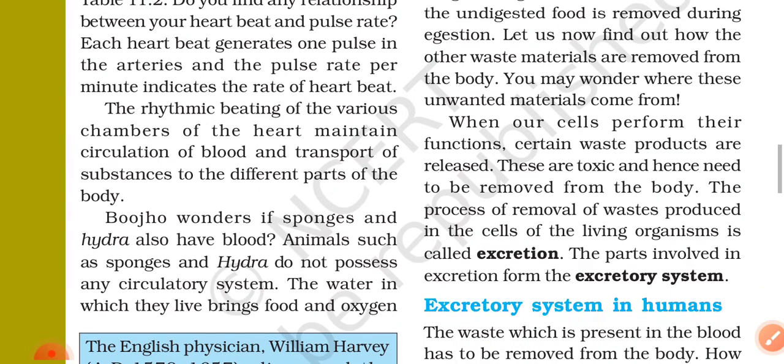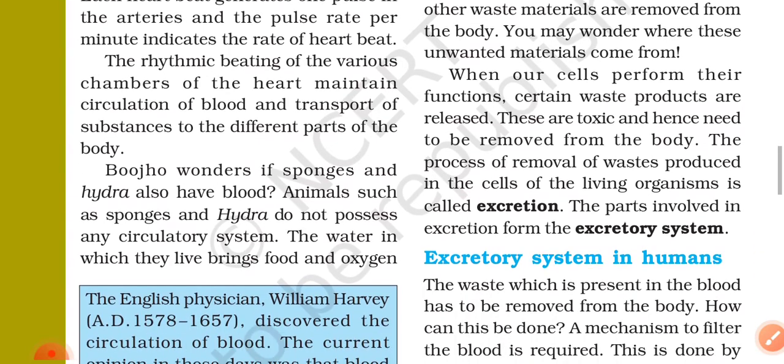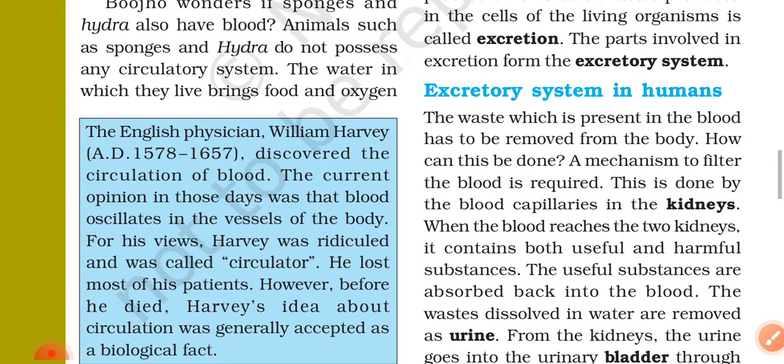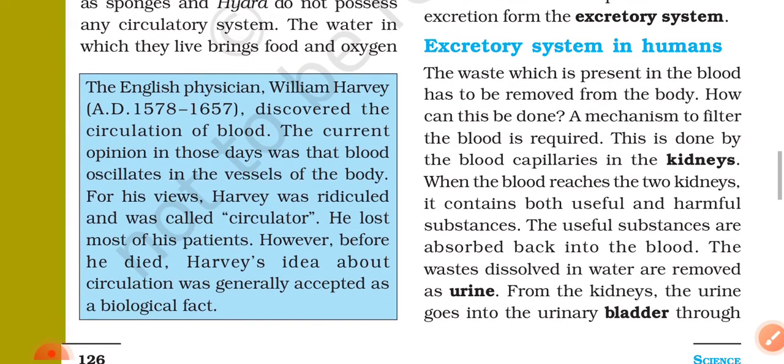You may wonder where these unwanted materials come from. When our cells perform their functions, certain waste products are released. These are toxic and hence need to be removed from the body. The process of removal of waste produced in the cells of the living organism is called excretion. The parts involved in excretion form the excretory system. Excretory system in humans.